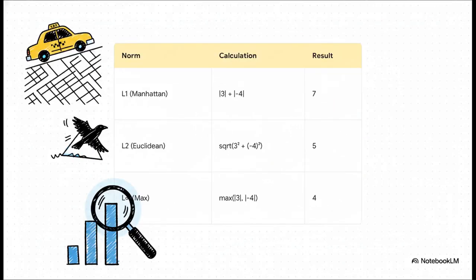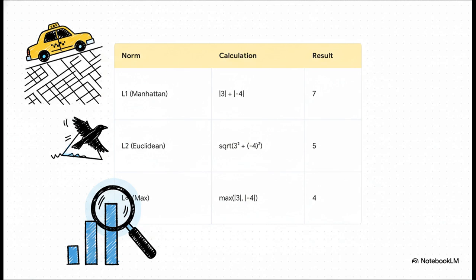Let's ground this in some actual numbers. Let's take a simple vector, 3, -4. So our L1 norm, the taxi driver, just adds up the absolute values. So that's 3 plus 4, which gives us 7. Easy. Now, our L2 norm, the crow, does the Pythagorean theorem, right? It calculates the hypotenuse. The square root of 3 squared plus 4 squared, that's the square root of 25, which is 5.